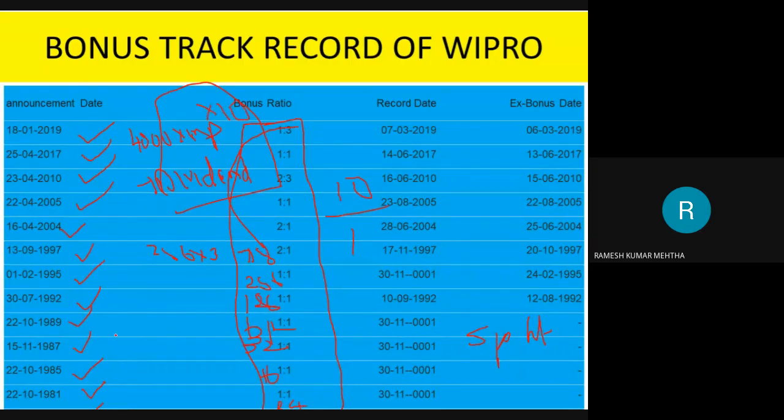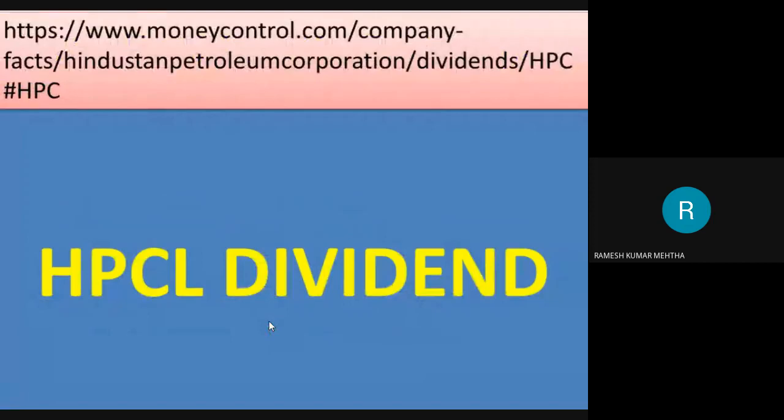So if you calculate like this, dividend per share over several 40 years, plus bonus over several years, plus stock split, into market price. This is the wealth maximization. Now let's look at HPCL also, which has declared a beautiful dividend over a period of time.